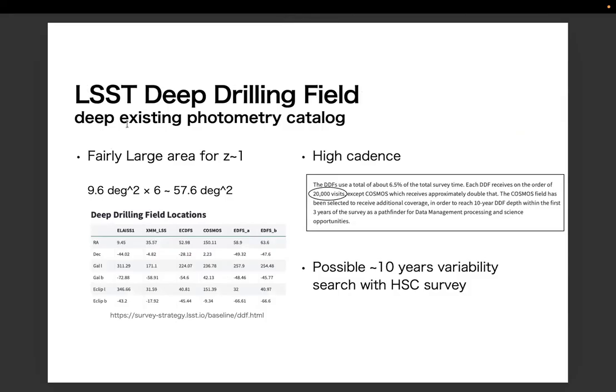And if we find those, we can search variability using LSST, because they are observed many times. It's a deep drilling field. And the good thing about this field is that they have the HSC legacy survey, and possibly we can search for long-period variability using HSC and LSST. So that's why we focus on this field and around redshift 1.